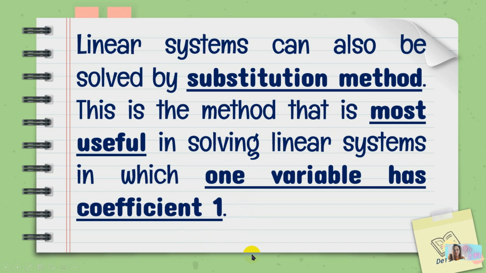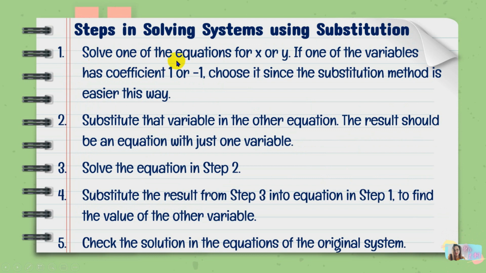Okay? So let's have the steps on how we can solve systems of linear equation by substitution. Step 1, solve one of the equations for x or y. So ito yung ginawa natin a while ago. If one of the variables has coefficient 1 or negative 1, choose it since the substitution method is easier that way. Tandaan po, hanapin natin yung variable na ang coefficient ay positive 1 or negative 1 lamang. So yun yung dapat nating unang hanapin.